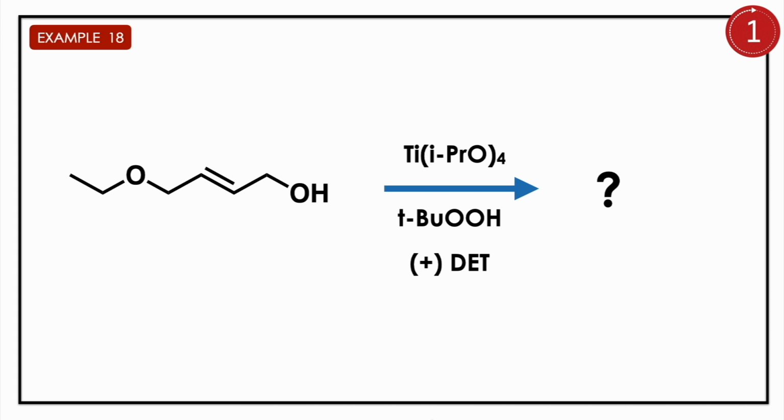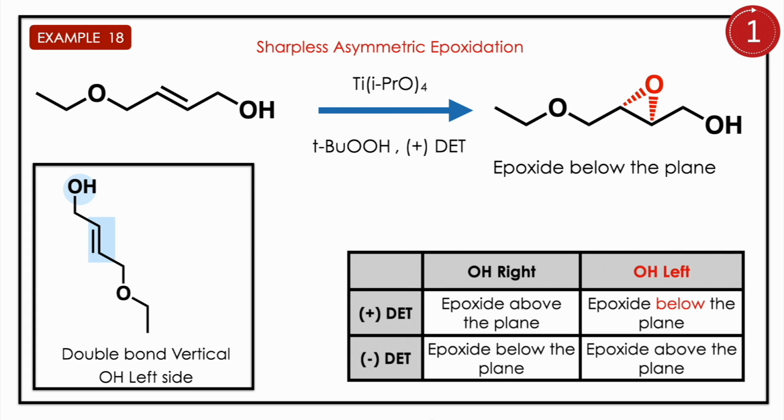Then the next example. Here you have an ether, one side an ethyl group, another side a long chain with alkene and alcohol. You are using titanium isopropoxide, tertiary butyl peroxide plus DET. You should find what the final product will be. Here you have alcohol, ether and alkene, but the alcohol is an allylic alcohol with DET, meaning chances of Sharpless asymmetric epoxidation.